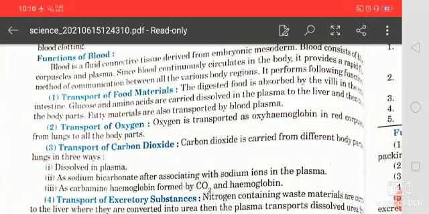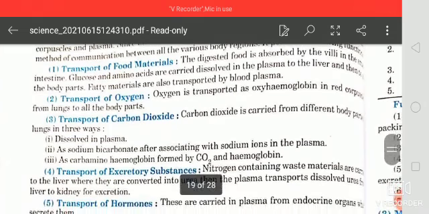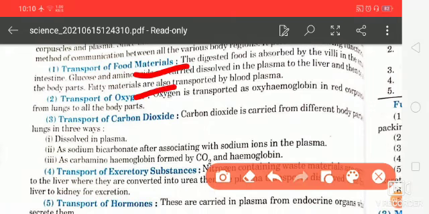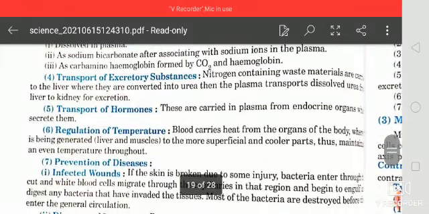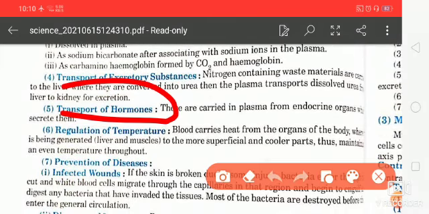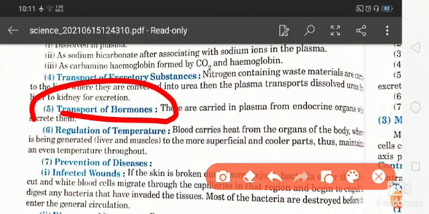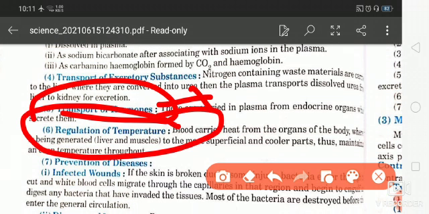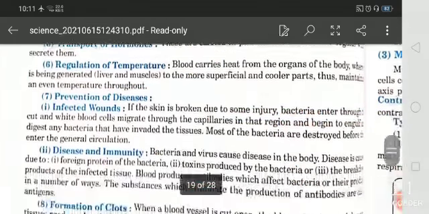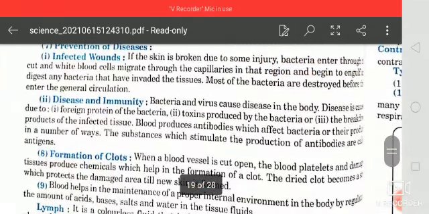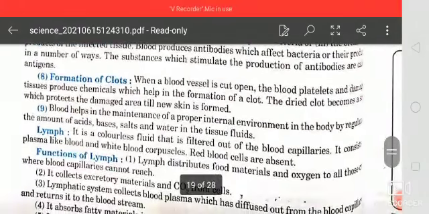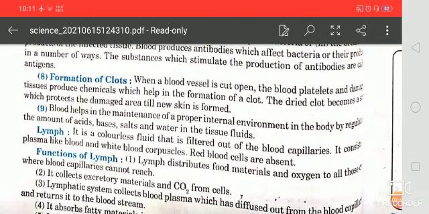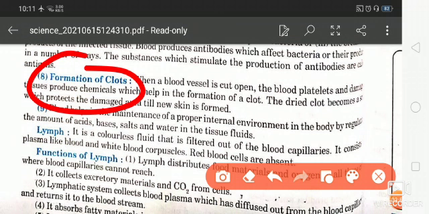And the next one, the functions of blood: transportation of food materials and transporting of oxygen. Also it transports carbon dioxide and excretory substances, and transport of hormones, that is all the endocrine hormones are transported through the blood, and regulation of temperature, which is a very important function of the blood. Prevention of diseases, that means it also prevents us from new diseases, and it gives us immunity. At the time of a cut or injury, the blood has platelets which clot the blood.